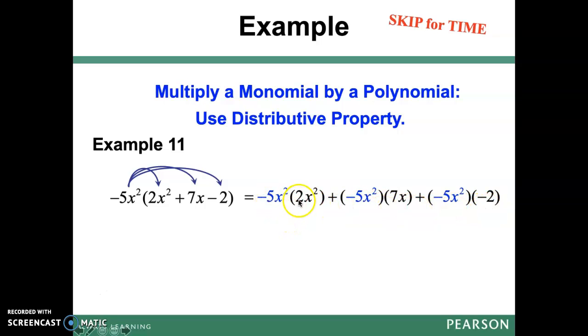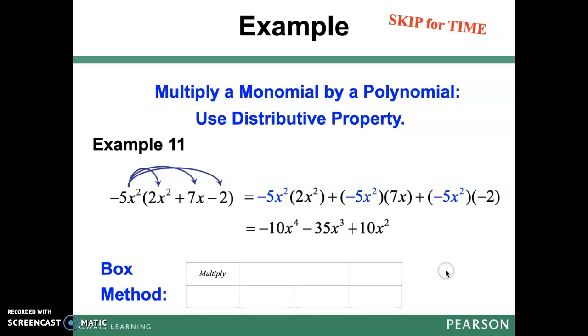Negative times positive is negative, 10x to the 4th. Right here, a negative times a positive is a negative 35x to the 3rd. And here I have a negative times a negative, so that's positive 10x squared. Do you see any other like terms that we can combine by adding or subtracting? No, I don't see it either.